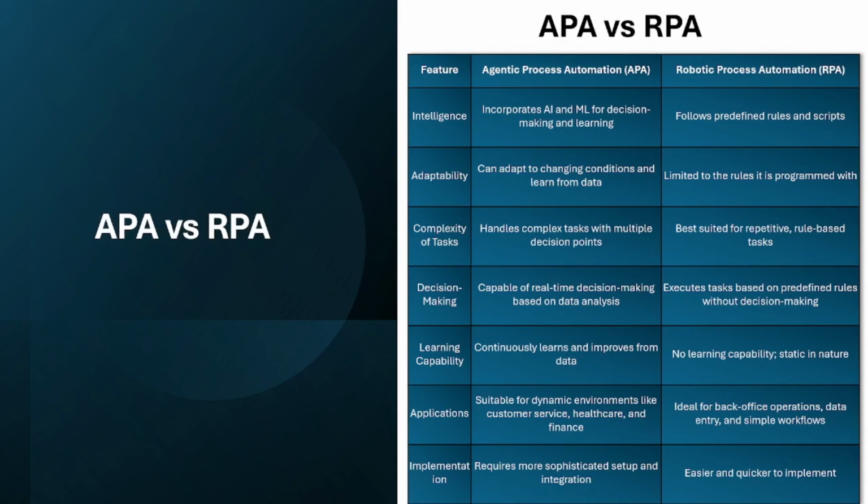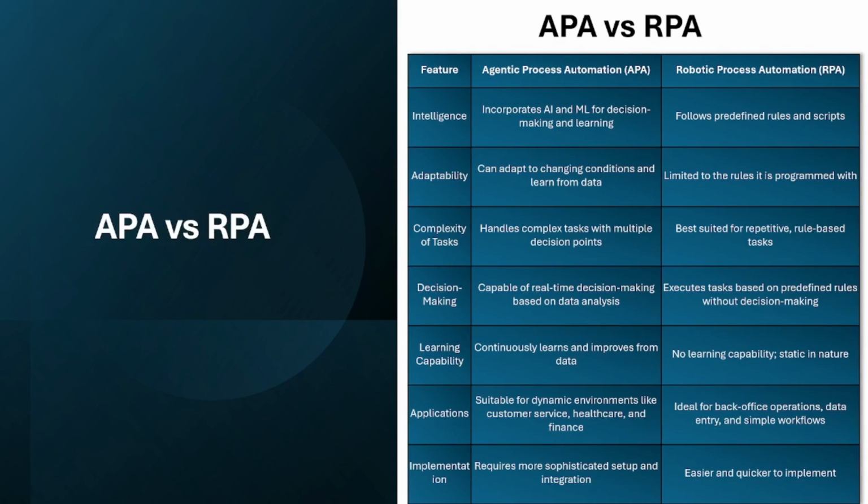Another feature is complexity of tasks. So APA can handle complex tasks with multiple decision points, and RPA is best suited for repetitive and rule-based tasks. Decision making. APA is capable of real-time decision making based on data analysis, as we know that APA can learn from the data on its own, while RPA executes tasks based on predefined rules without decision making.